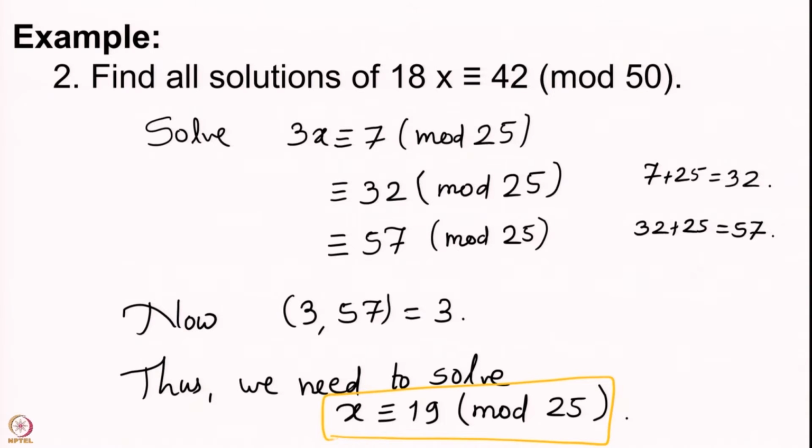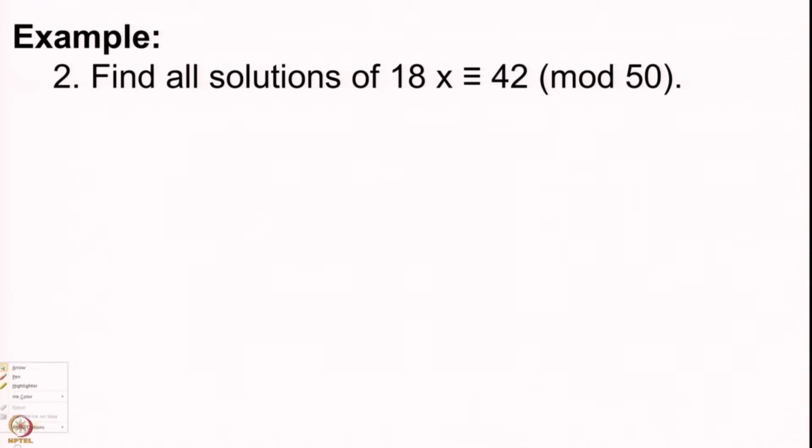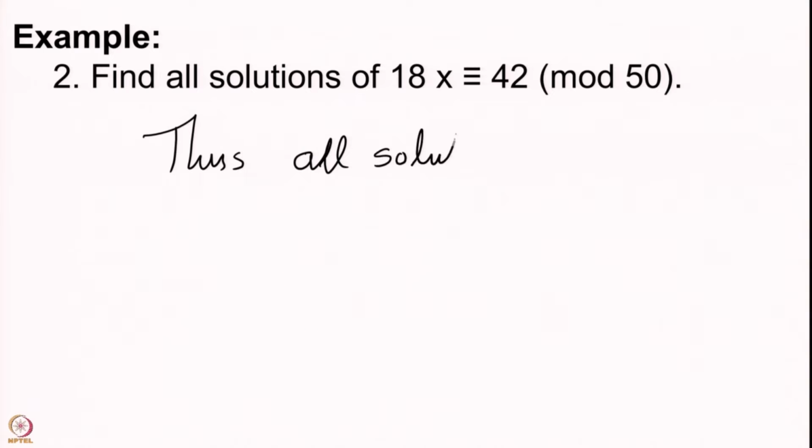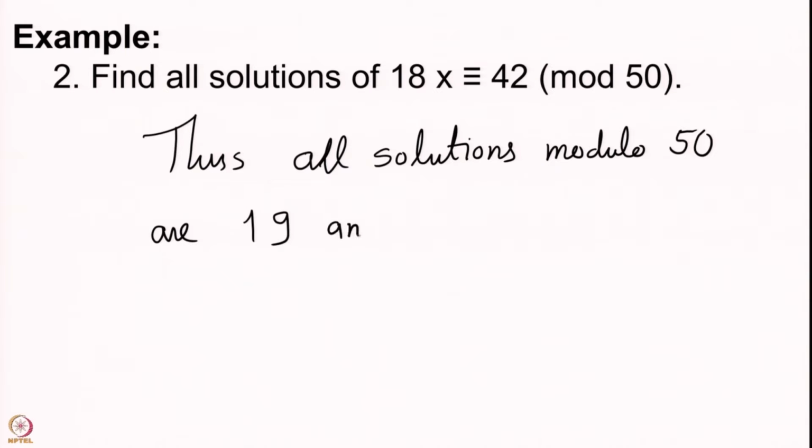So, we obtained the solution x congruent to 19 mod 25, and as I pointed out to you when we proved those lemmas, the solution is not going to change. So, all solutions modulo 50 are 19 and 19 plus 25, which is 44.